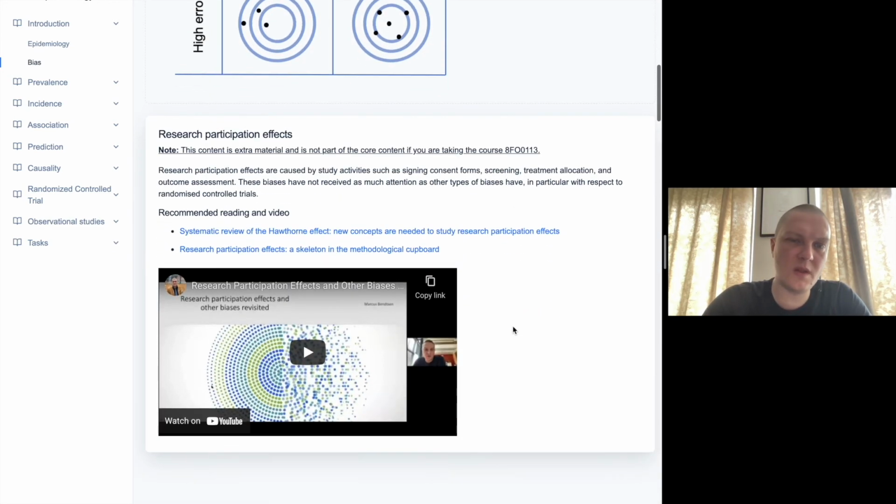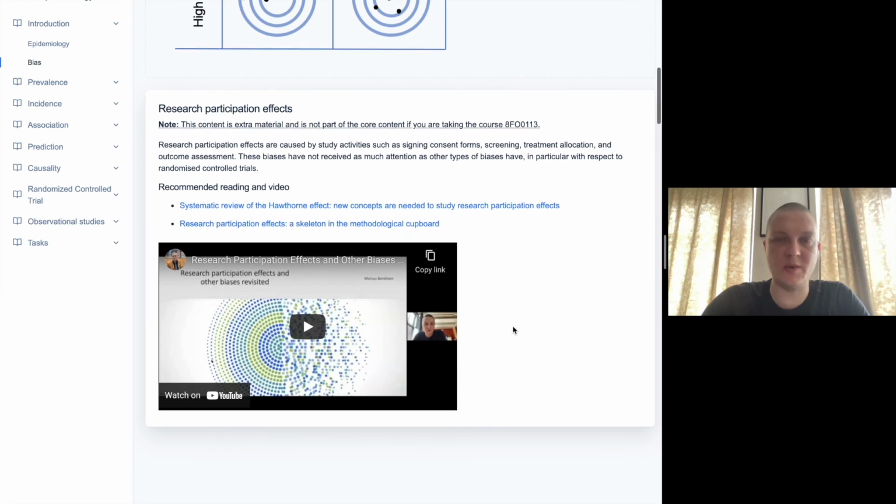Now, one type of bias which I would like to emphasize here, which has been overlooked, especially in randomized controlled trials, are research participation effects. They are caused by study activities such as signing consent forms, screening, treatment allocation, and outcome assessment. As I mentioned, these biases haven't really received much attention as other types of biases have, in particular with respect to randomized controlled trials. But we won't talk too much about them in the material on this website at the moment.